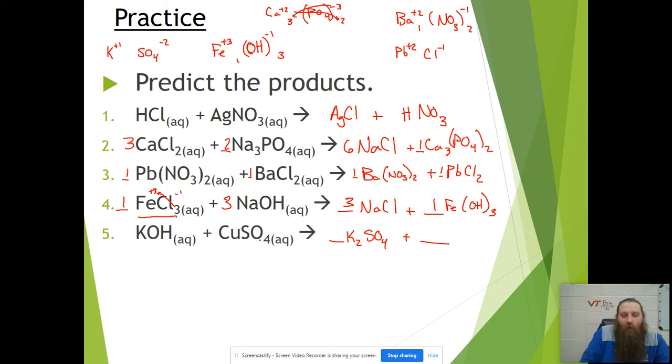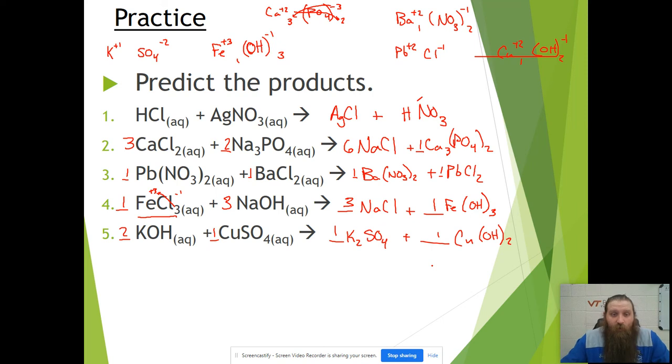We know sulfate's -2. We don't see anything there on either side, so the 2's must have reduced out. So copper must be +2. And we're going to put it together with hydroxide, which we know is -1. So 2, 1. So CuOH2. So we have 2 hydroxides. We need 2 over here, 2 potassiums. We're good. 1 sulfate, 1 sulfate, 1 copper, 1 copper. There we go. All right.